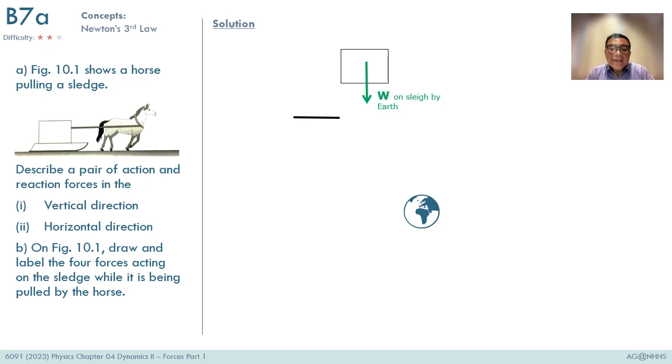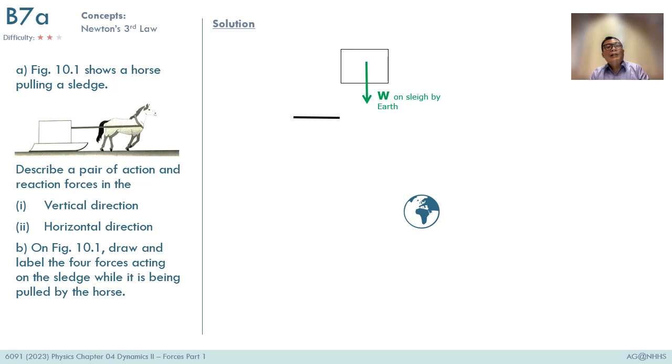A very common vertical force acting on objects on Earth must be the weight of the object. So I'm looking at just the sleigh itself. There's this downwards weight acting on the sleigh, and what causes gravitational force or weight? It must be the Earth. Remember, in a Newton's third law question, to find paired forces, you must label these forces accurately with the two objects involved. So this is the downward force, which is weight, acting on the sleigh caused by the Earth.